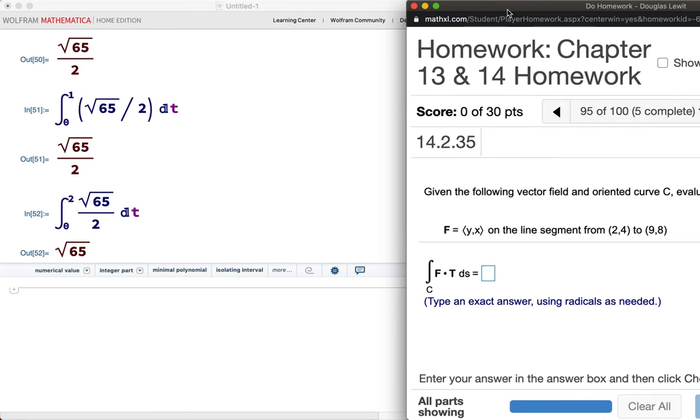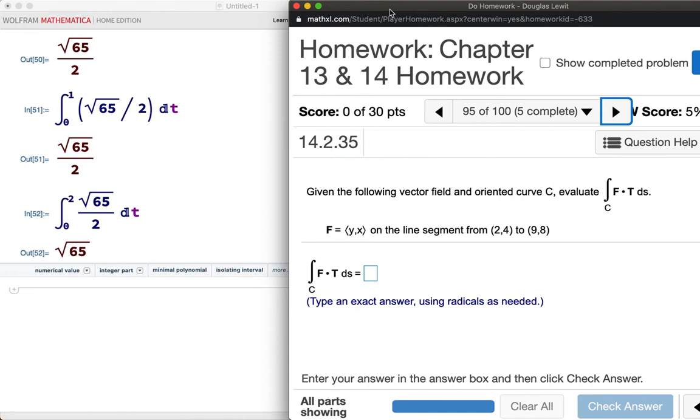Okay. The problem reads, given the following vector field and oriented curve C, evaluate the integral of the dot product of the function f and the unit tangent vector. I think it's the unit tangent vector, which really we've been using all along anyway, over the parametrized curve, ds. Actually, the curve is represented by the capital letter C, and we're integrating with respect to s. So this turns into a regular integral.